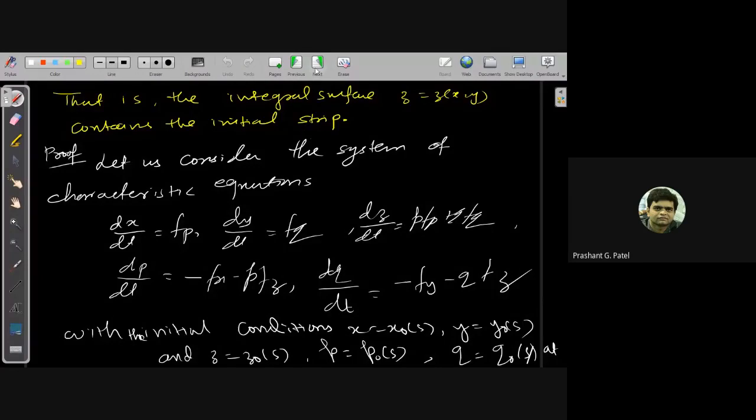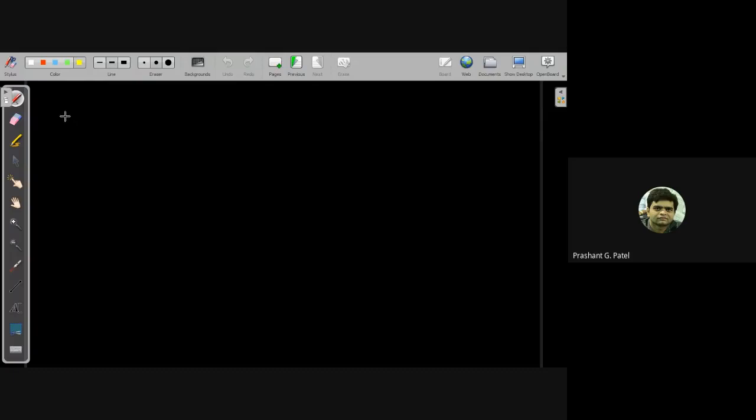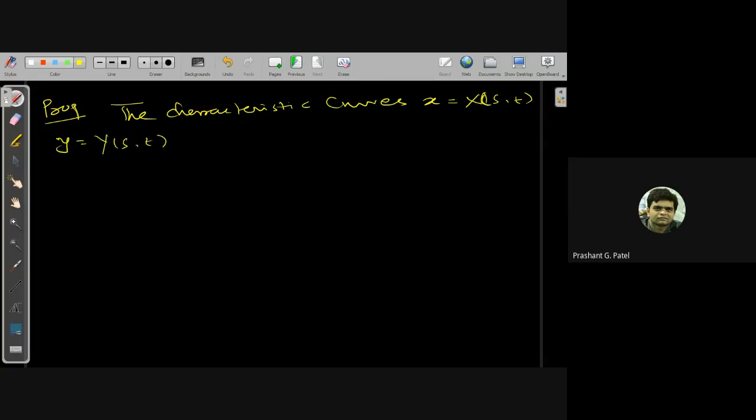Now the next proposition that we'll have is saying that the characteristic curve x equal to x(s,t), y equal to y(s,t), z equal to z(s,t).